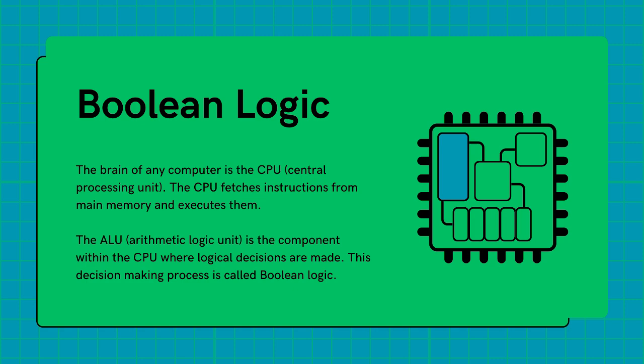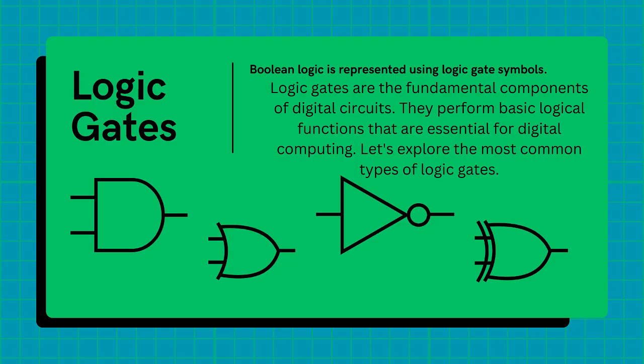As you can see here in our logic gate, the Boolean logic is represented using logic gate symbols. The logic gates are the fundamental components of digital circuits. They perform basic logic functions that are essential for digital computing. Let's explore the most common types of logic gates.